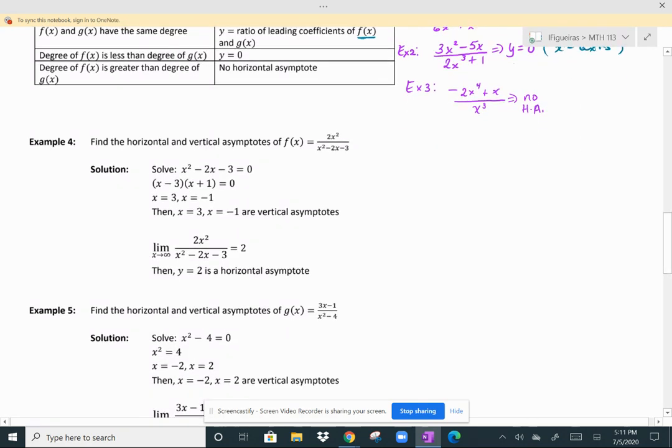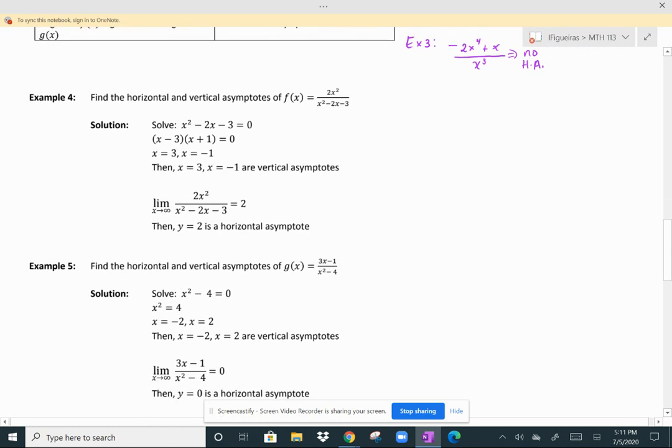Okay, so let's move on. We need to find the horizontal and vertical asymptotes of this function, g of x equal to 3x minus 1 over x squared minus 4. Again, if I start with the vertical, you take the denominator and set it equal to 0. If I solve this with the square root method, you get two answers, plus or minus 2, which means I have two vertical asymptotes at negative 2 and 2.